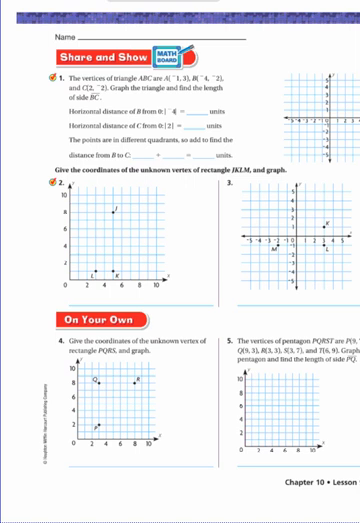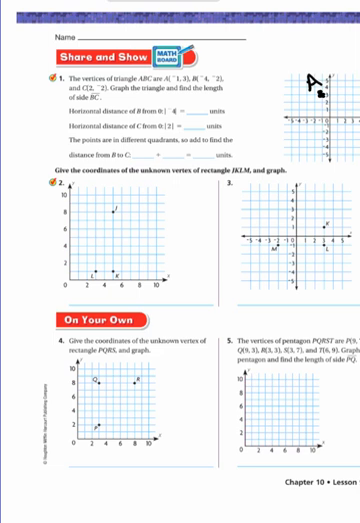Share and show. The vertices of triangle ABC are A, negative 1, 3, B, negative 4, negative 2, and C, 2, negative 2. Graph the triangle and find the length of side BC. So let's go ahead and do that. A is negative 1, 3, so we're going to go back 1, up 3. That's A.